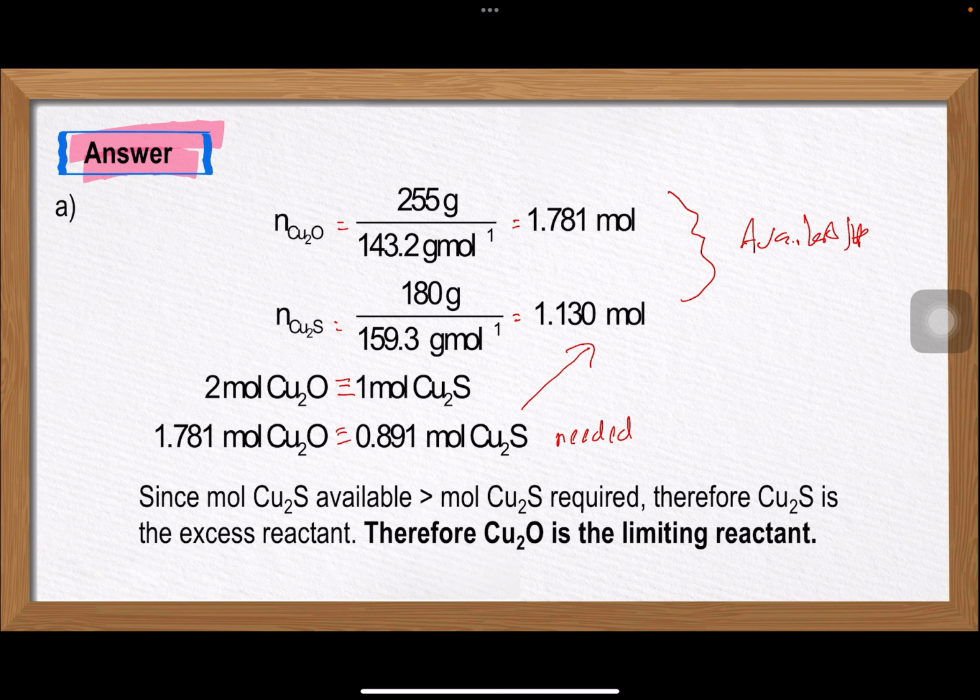So sorry, it is copper sulfide that is excess. The mole of copper sulfide available is 1.13. The mole needed is 0.891. So copper sulfide is the excess reactant. If copper sulfide is excess, the limiting reactant should be copper oxide. So from here you get the excess first, and then you can get the limiting.